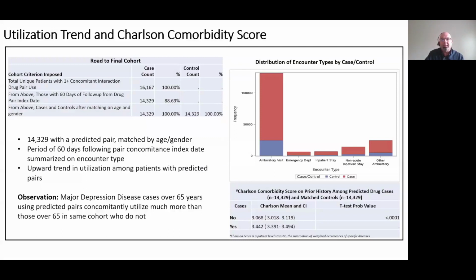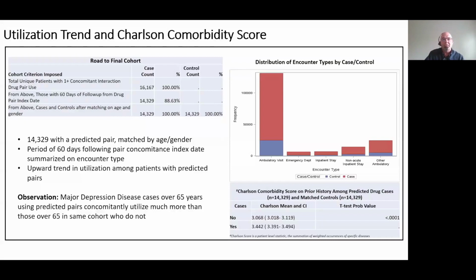After doing this, we examined their utilization in a 60-day period following their index dates. And we compared utilization on the basis of encounter type from the encounter table of the Sentinel Common Data Model. The Sentinel Common Data Model is an FDA product, and what we have access to internally are several real-world databases that we've already converted to Sentinel.